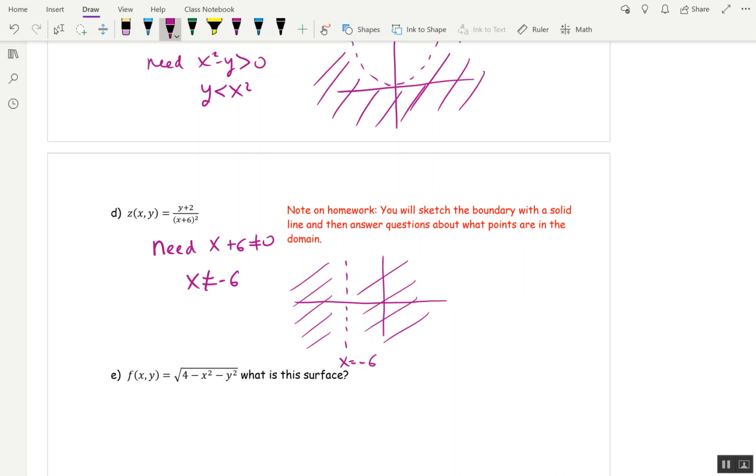So on your homework, I remember now, they're going to have you use a solid line to graph that x equal negative 6, and then they're going to say, okay, which points are in the domain? And they're going to say, are points over here in the domain? Are points over here in the domain? So on and so forth.